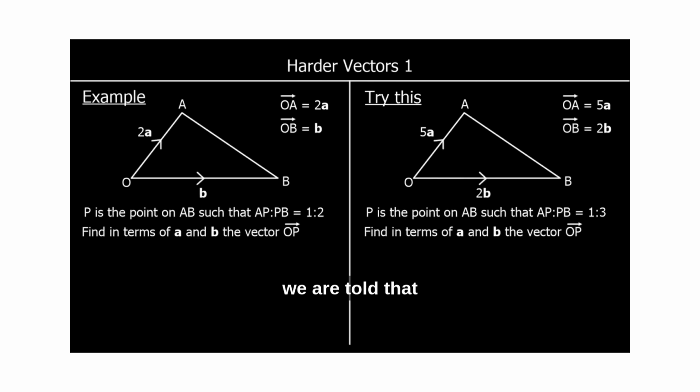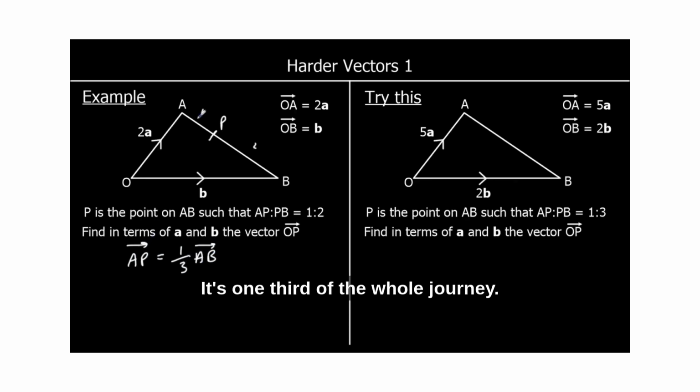This time, we are told that P is a point on AB, such that A to P is one part and P to B is two parts. So P is 1/3 of the way down A to B. There are 3 parts in total. A to P is one part and P to B is 2 parts. So we can say that A to P is 1/3 of A to B. It's 1/3 of the whole journey.